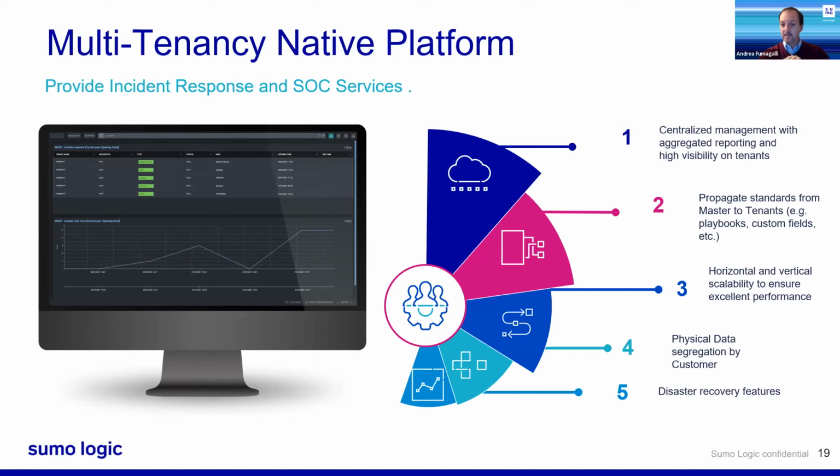Every tenant is a separate system. So this guarantees the physical data segregation, which is the point number 4 in this slide. Every customer can connect only into its own tenant, while the MSSP provider has full visibility into the master, and from the master can take over and connect into the separate tenants.